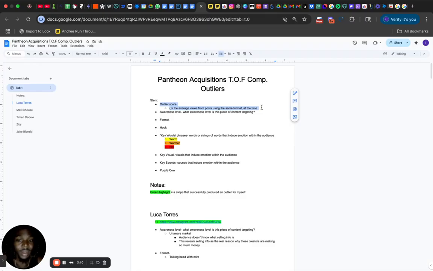Now the thing is, different formats perform differently, right? So you might have a format that averages 10,000 views, and then you might have a format that averages 100,000 views. Let's say you make a post on both of them. You make a post in the format that typically averages 10,000 views and it gets 100,000 views. It's a 10x multiplier.